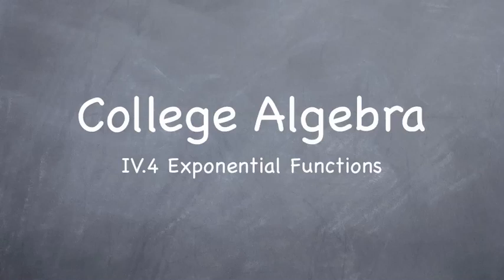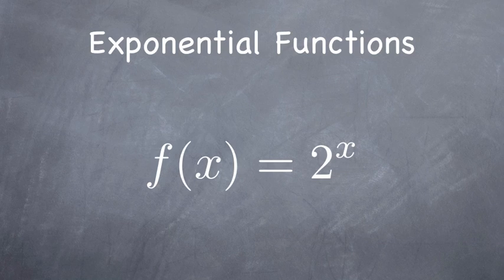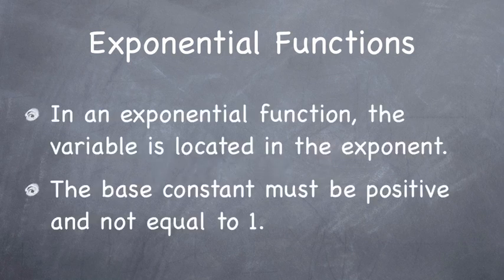This is lesson 4.4 on exponential functions. When we talk about an exponential function, it's a function that's going to look something like this, 2 to the x. So we're going to have some constant raised to some variable power. In an exponential function, once again, just to be very, very clear, the variable is in the exponent. So hopefully that makes sense. For an exponential function, the variable is in the exponent.